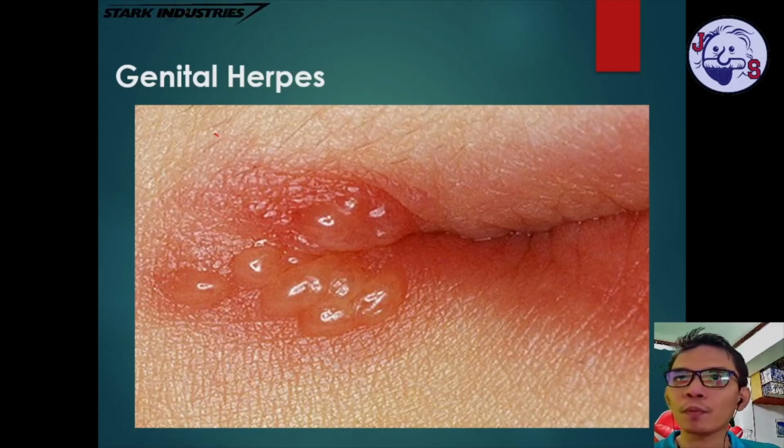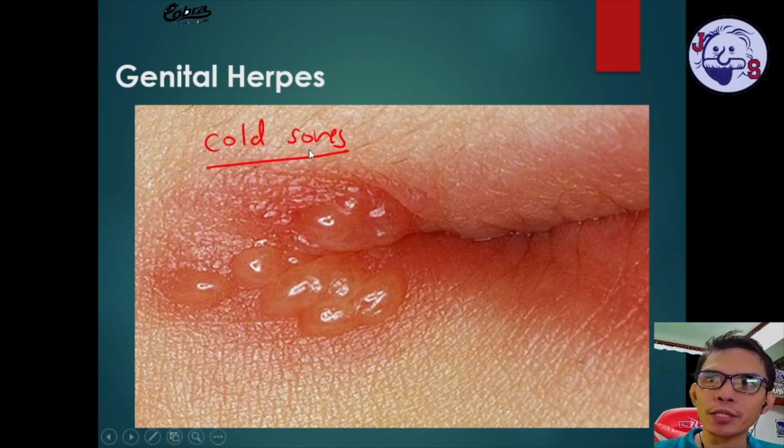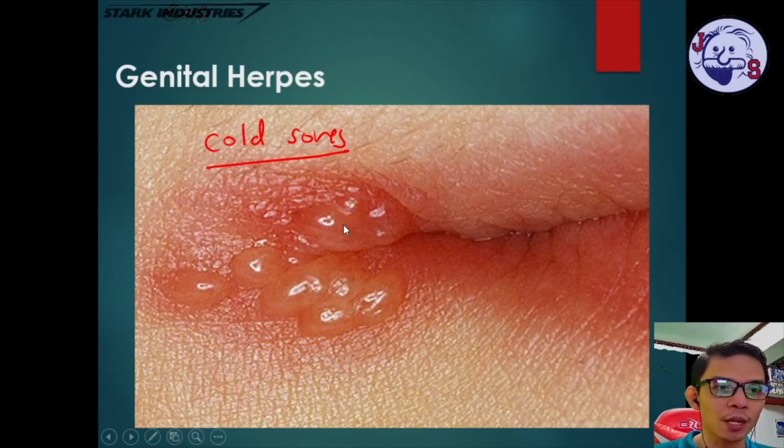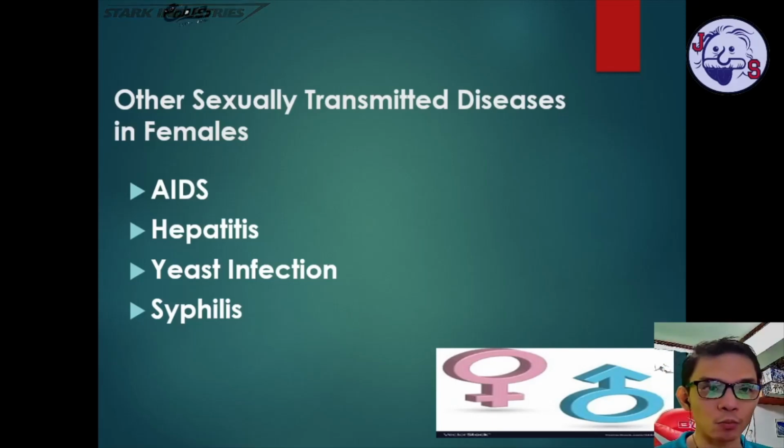We call it cold sores. These cold sores are found in the mouth, and this is one of the symptoms of genital herpes. Now, once you have the symptoms, you might want to go to your doctor to seek medical attention immediately. Other sexually transmitted diseases that were not shown here are the familiar AIDS, which is caused by HIV.